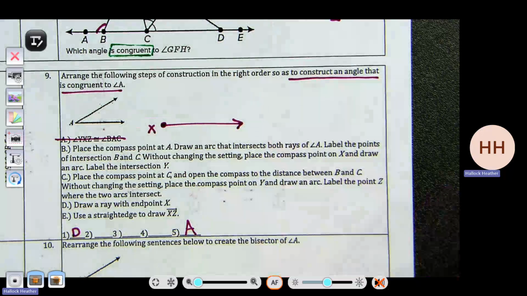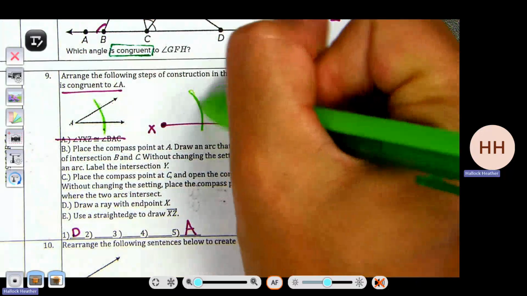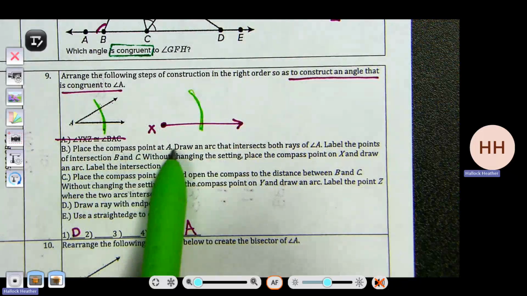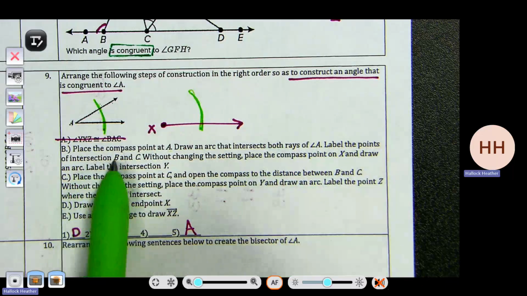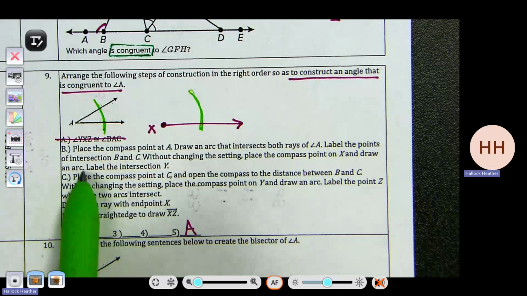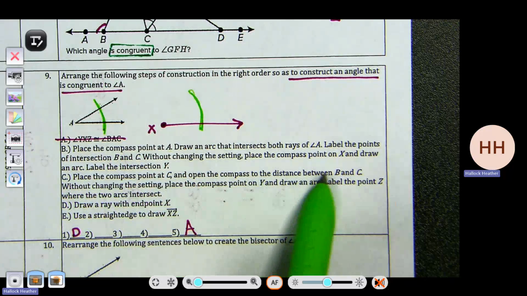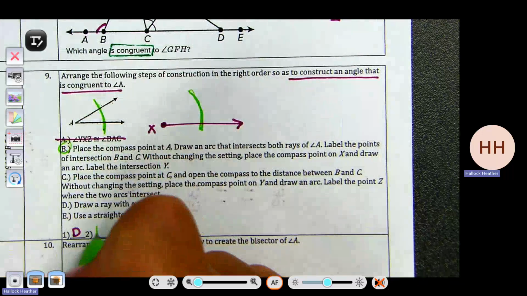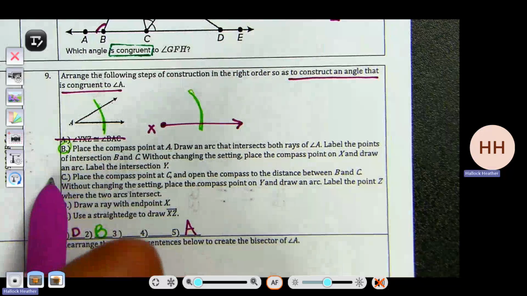The next step would be for you to draw an arc and share that arc over here. So we've got to figure out which one says that. Place a compass on point A, draw an arc that intersects both rays of angle A, label the points of the intersection B and C. Without changing the intersection, place the compass on X, and draw an arc. Or place the compass on point C and open the compass to the distance between B and C. Well, we don't even have B and C yet. It's going to be B. B is second.